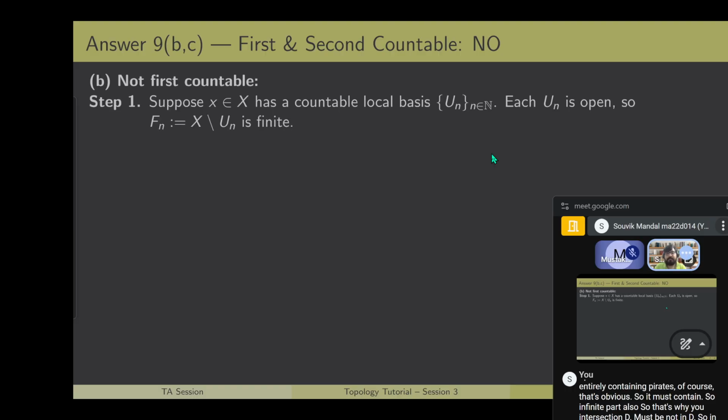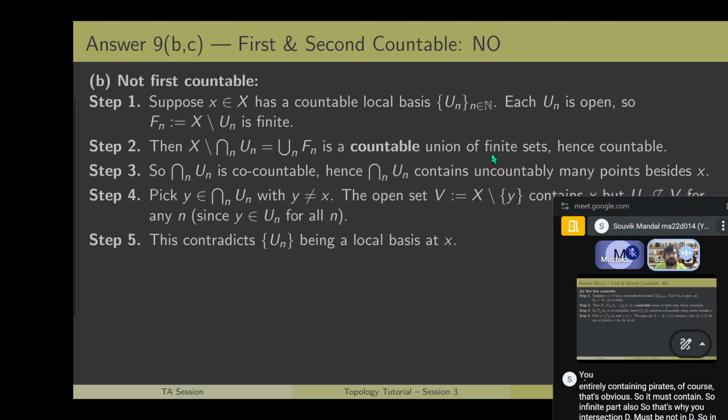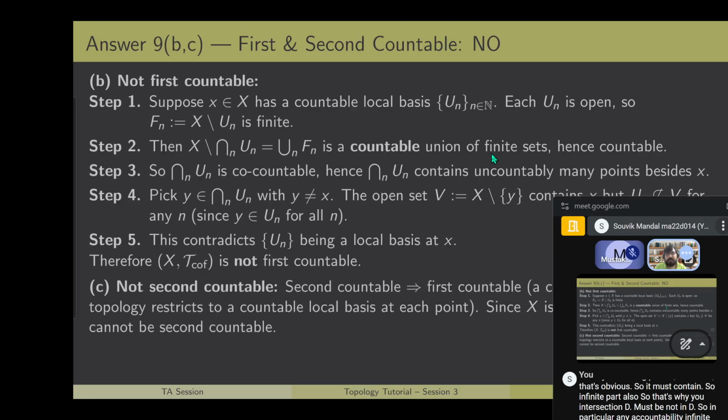So now for the second one, choose x belonging to a countable base Un. Since each Un is open, Fn is equal to X minus a finite set. Then the intersection of Un, where the complement of the intersection is a countable union of finite sets, is countable.